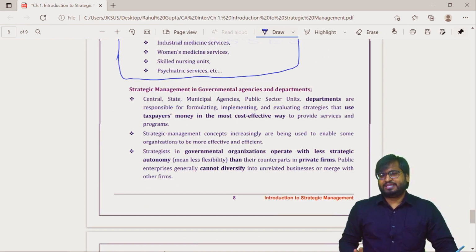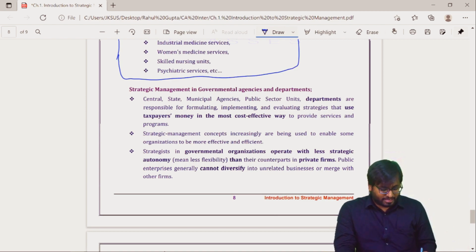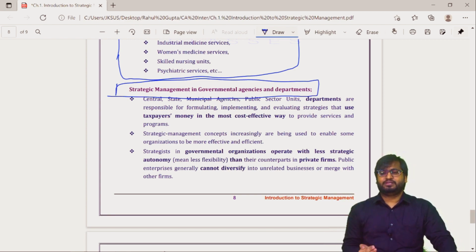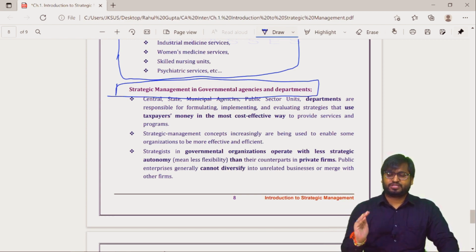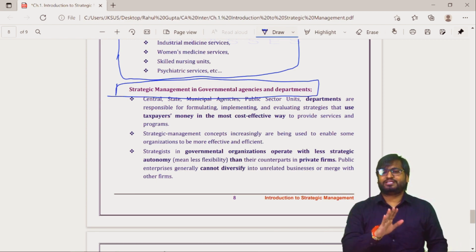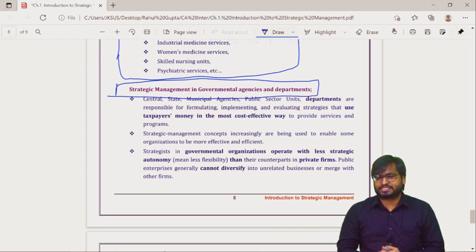Okay. Second last part, this is strategic management in governmental agencies and departments. This is the second last thing that we need to study in this chapter. After this, we will study business policy. If you remember, business policy is something which I haven't taught you up to this point. So, strategic management in governmental agencies and departments.